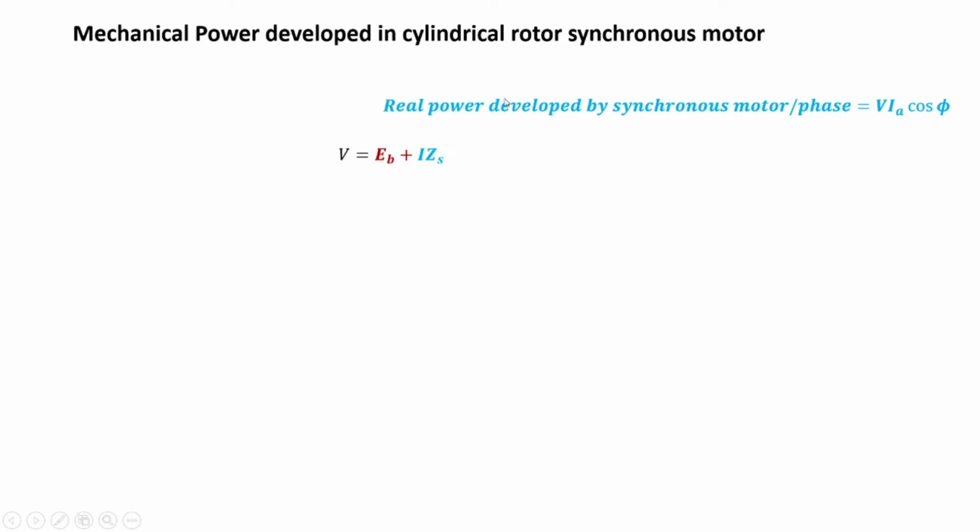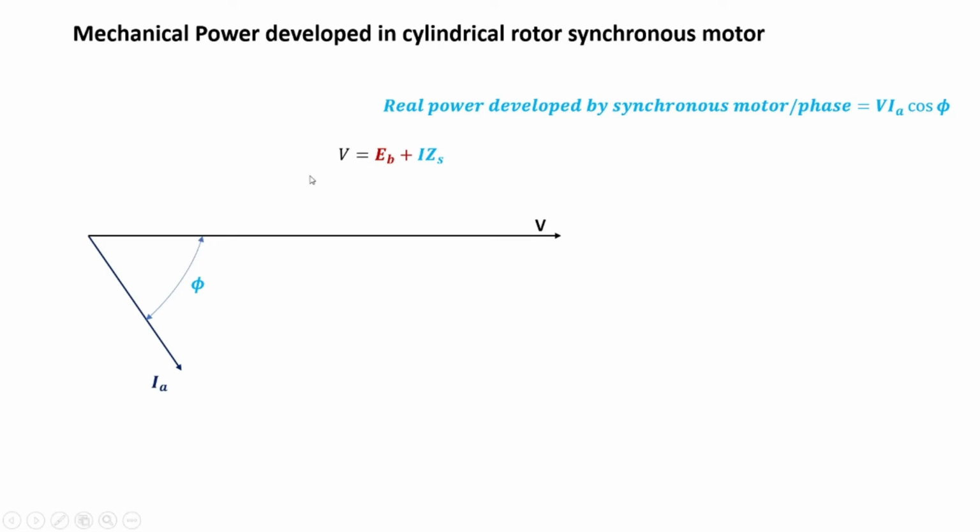We know the voltage equation in a synchronous motor as V equals EB plus Ia into Zs. If we neglect armature resistance, this expression becomes V equals EB plus Ia into Xs. So let V be the reference phasor. Armature current Ia is lagging the voltage by power factor angle phi.